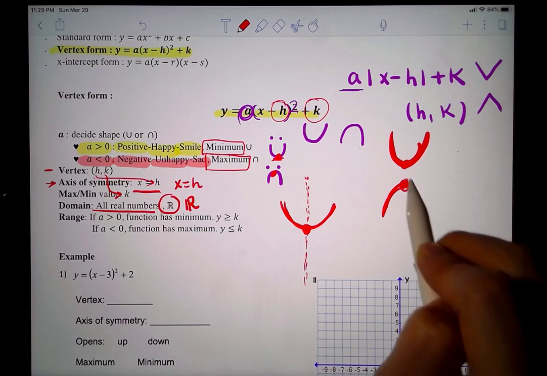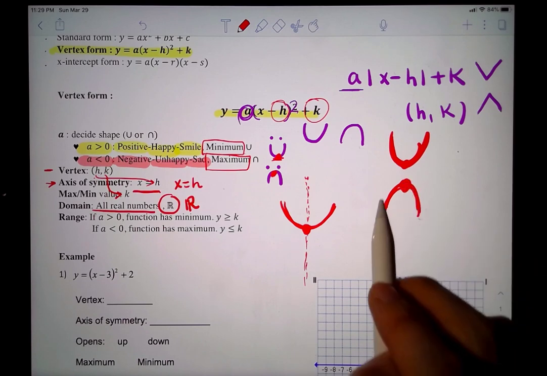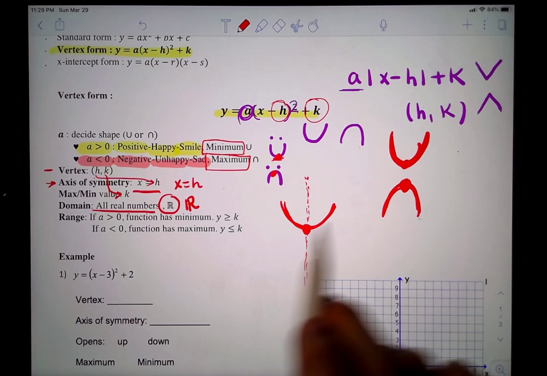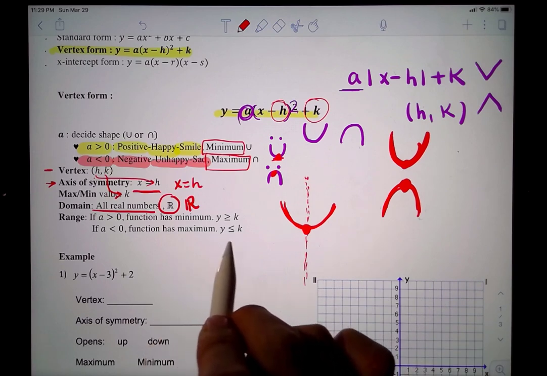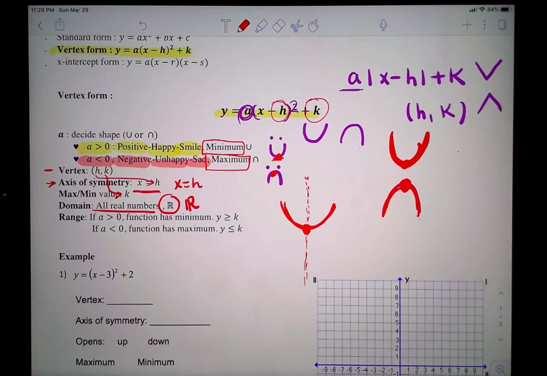You have maximum. Maximum means that value is the biggest one, right? So y is less than or equal to k. So this is the basic info. I want you to have it in your notebook, all right? And I'm going to show you a couple of examples. Then we're done for today, okay?